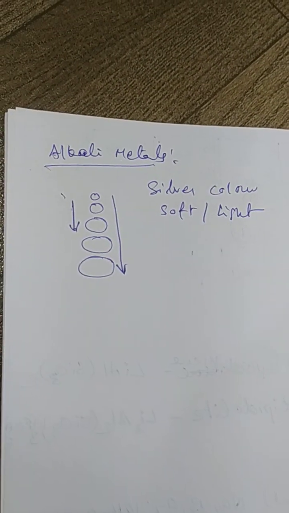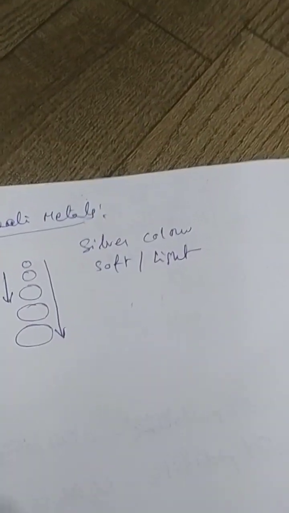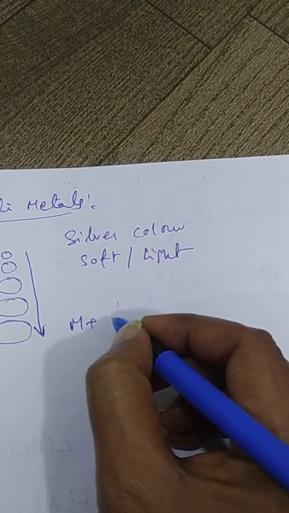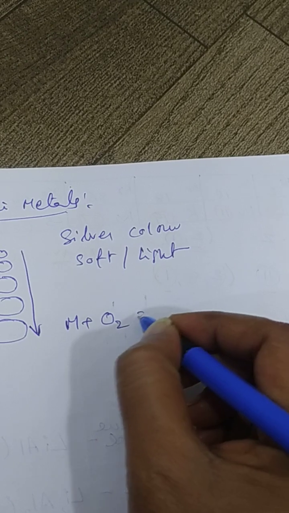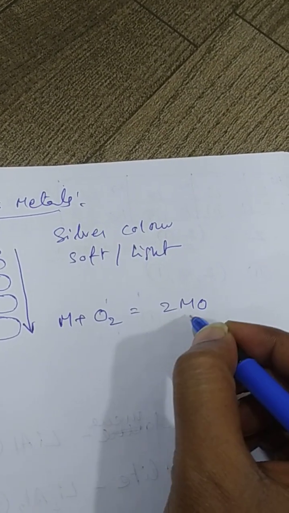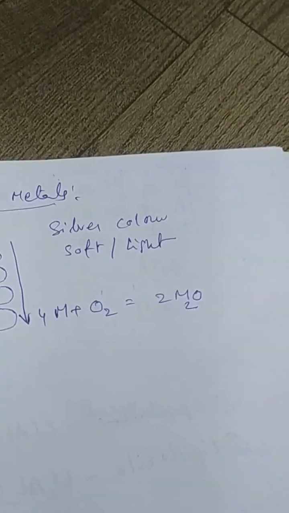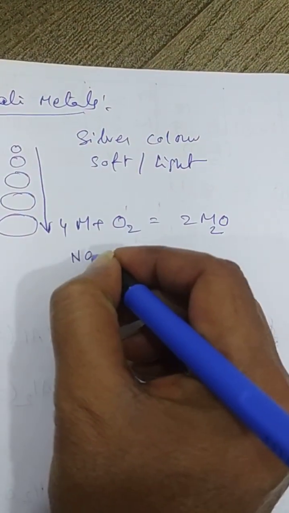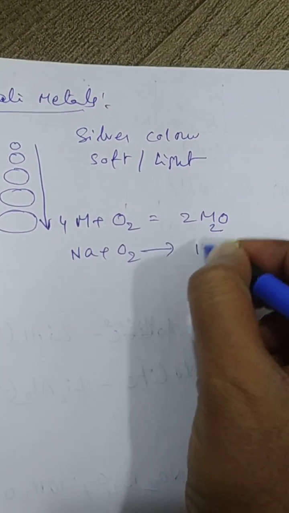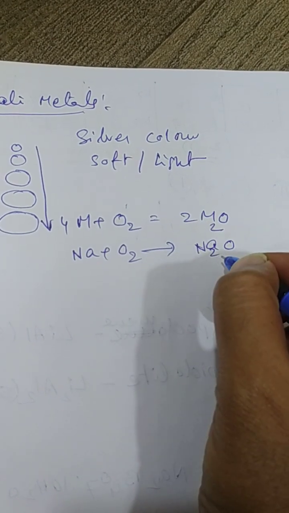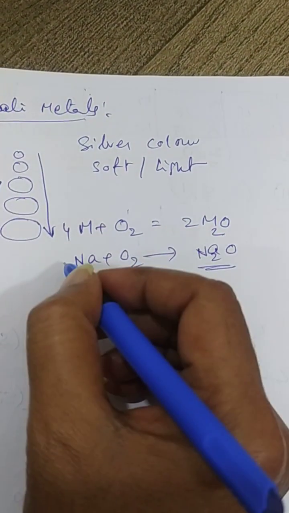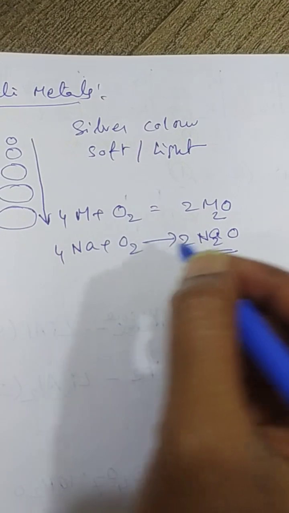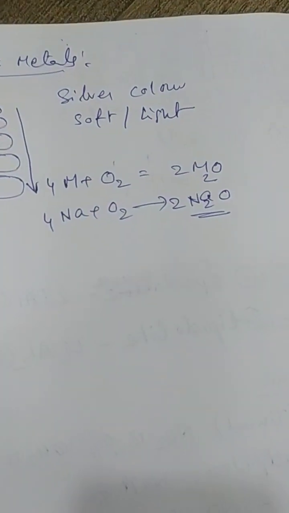In nature, actually, it makes a reaction with the air. Alkali metals, while reacting with oxygen, form M2O. For example, if you take sodium with oxygen, it will always form Na2O, sodium oxide. To balance this, you take 2 sodium, giving 4Na plus O2 gives 2Na2O.